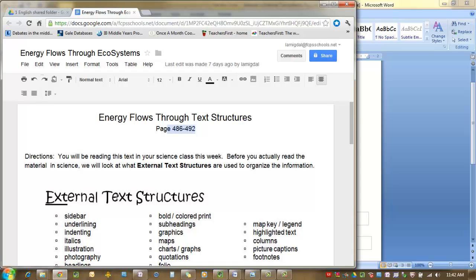Okay, our time is up, and let me know if you have any questions about external text patterns.